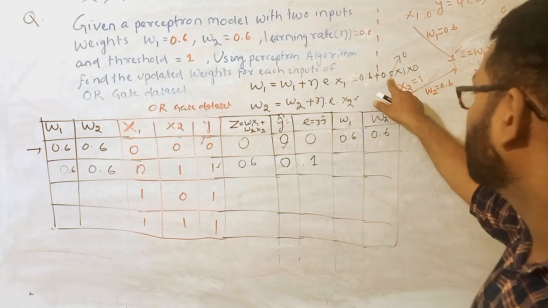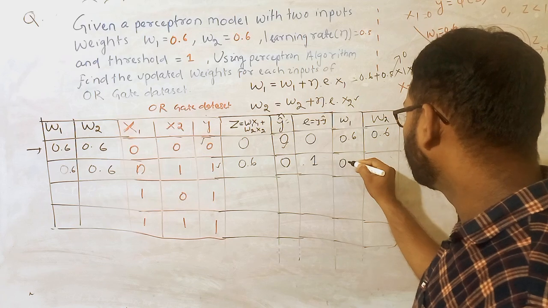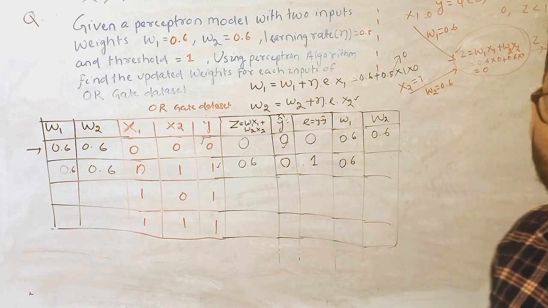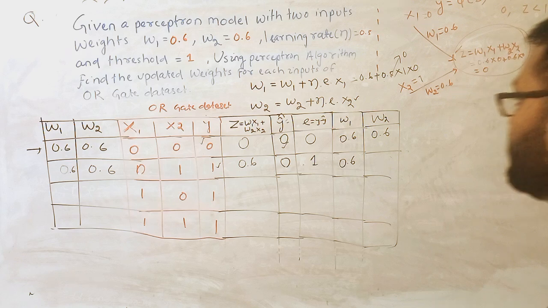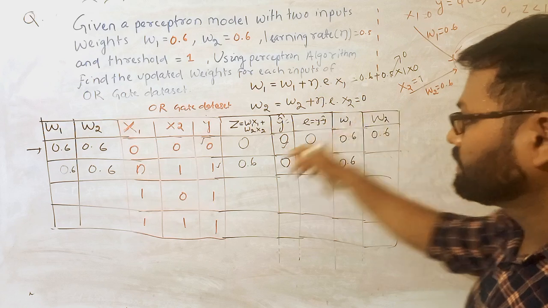0 multiply means 0. So here I am getting 0.6. So let me write the new weight 0.6 here. In the same manner, if I proceed, I can proceed here like that. Here my weight is this.